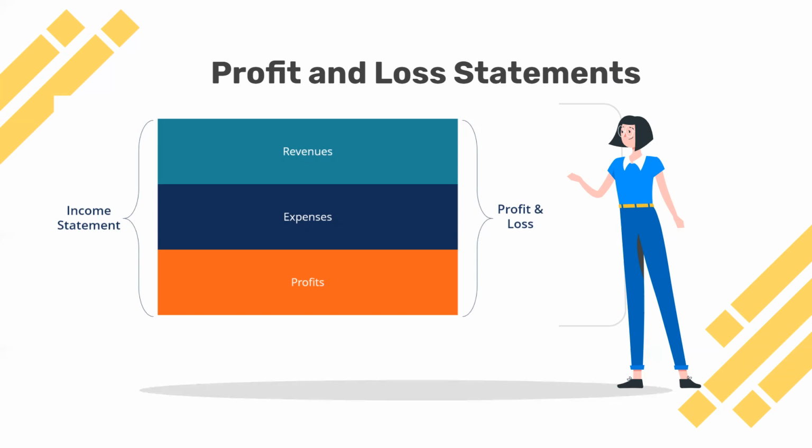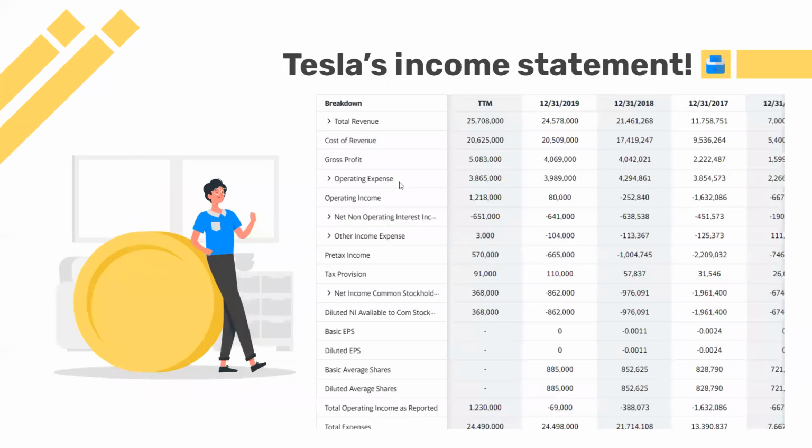To find financial statements like these, you can simply Google the company's name, like Tesla, and income statement, and it'll probably be the first result from something like Yahoo Finance or even just Google's own financial tools. So here's Tesla's income statement.